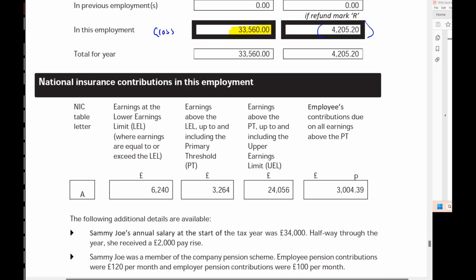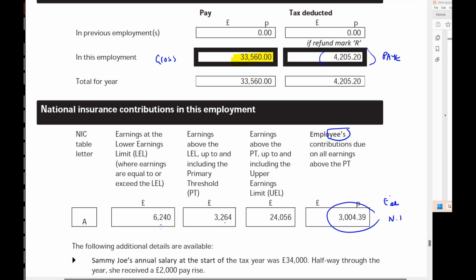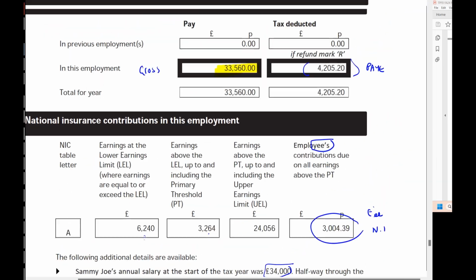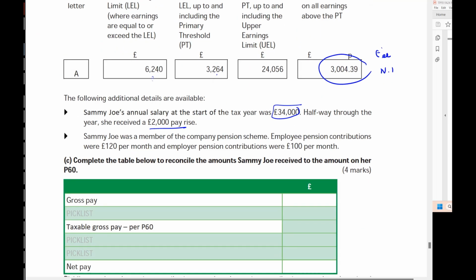There's also national insurance. We've got earnings at the lower limit, earnings at the upper limit. These are just there to help us calculate the national insurance due. So the amount of national insurance paid by the employee would be this one. So that would be a deduction too. We've got employee national insurance down there. We've got pay as you earn there. And then, of course, the gross pay over there on the left. What else do we know? Sammy Jo's annual salary at the start of the year was £34,000, and then halfway through, it went up by 2,000. So complete the table to reconcile the amount Sammy Jo received to the amount on her P60.